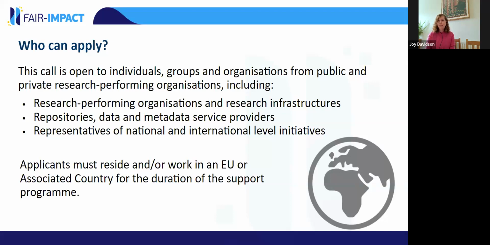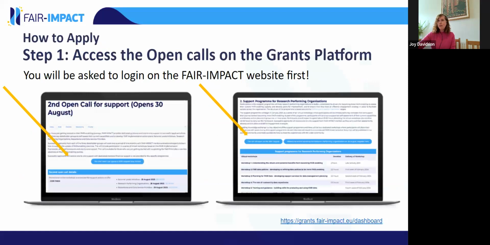So we've got dedicated support for each of these 3 groups, and you can decide which of them fits best with your requirements. One caveat is that the applicants must reside and or work in the European Union or associated country for the duration of the support program. And we have some advice on the website for that as well. So I think that was it for now. I wanted to hand over to my colleague Rita, who's going to run through the application process using the Trust Grants platform. So I'll hand over to you, Rita.